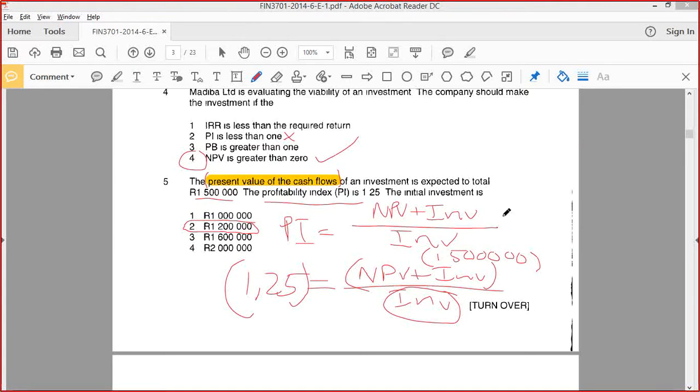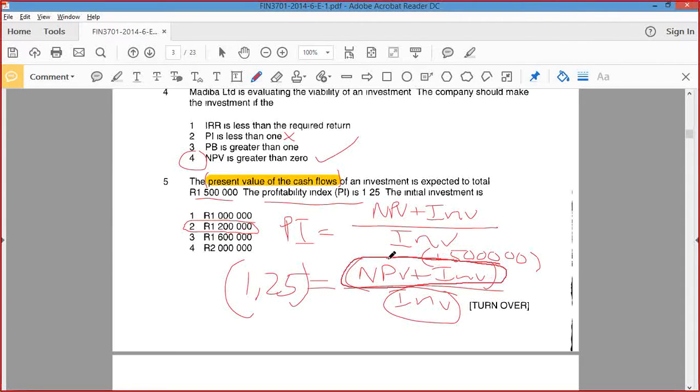Of an investment. Oh, no, they didn't. No, they didn't give you present values of the cash flows. They gave you the profitability index and then the initial investment is what they gave you. So it is different. So at the top, would the present value of the cash flows be the 1.5?